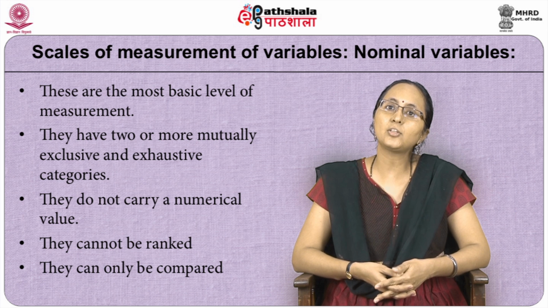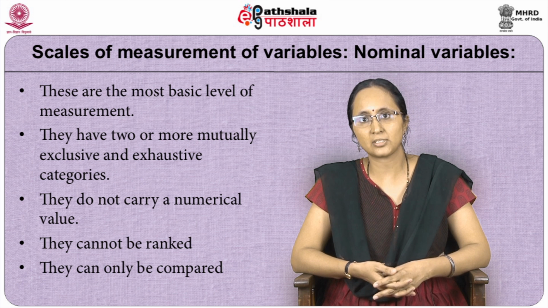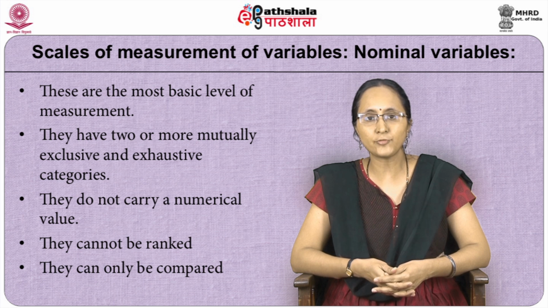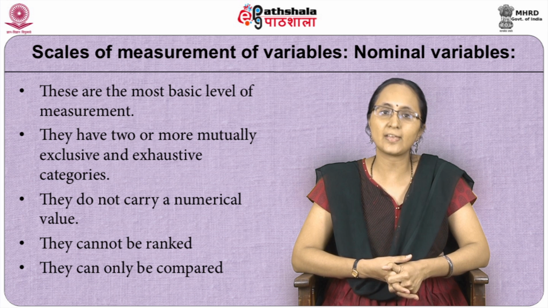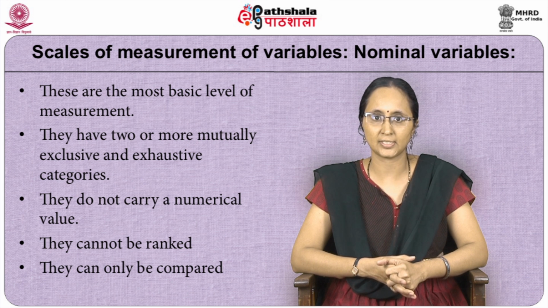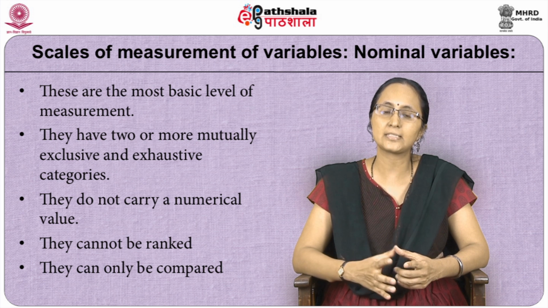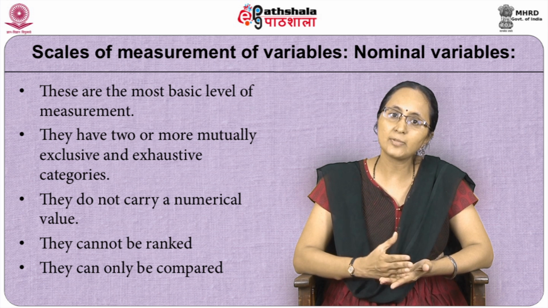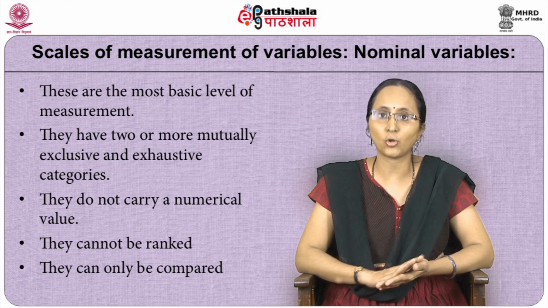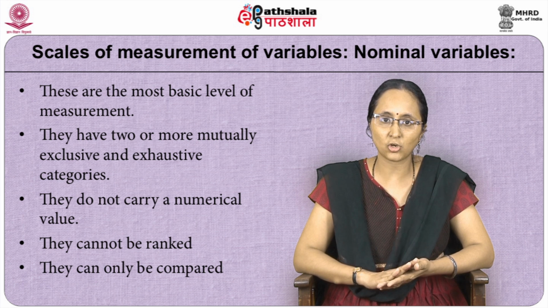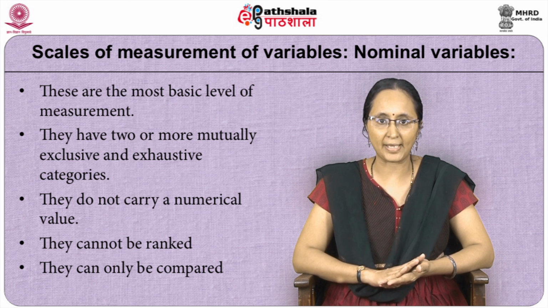Nominal variables are the most basic level of measurement. They have two or more mutually exclusive and exhaustive categories. They can only be classified and counted, that is, measured on the basis of the names or labels of the categories. They are non-numeric. They cannot be ranked or ordered. They cannot be compared. Example, all the states of India.